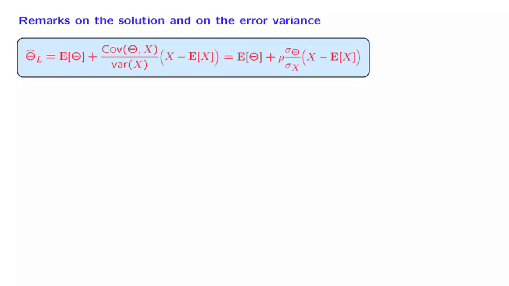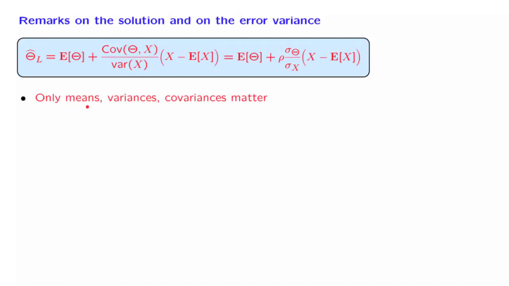Now that we have found the solution to the linear least mean squares estimation problem, it is time to offer a few comments, make some observations, and provide some insights. A first important observation is the following. In order to implement this estimator, you do not really need to know everything about the distribution of x and theta. The only thing that you need to know is the mean of the two random variables that are involved, the variance of x, and the covariance of theta with x.